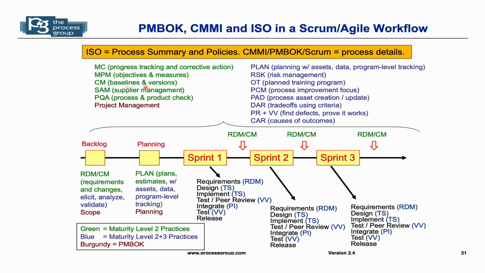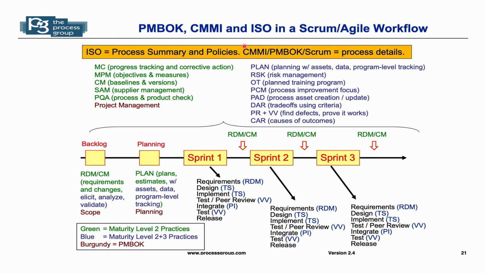And on the right, we have some level 3 practice areas: better planning, better risk management, training, better improvement focus for process stuff, building an asset library for our checklists and processes, doing design trade-offs, doing peer reviews and verification, and doing root cause analysis. All of these things can be added anywhere in the lifecycle to improve performance again. So a summary way to think about that is that ISO provides a summary process and set of policies at a very high level, and CMMI covers more detailed practices at a process level.